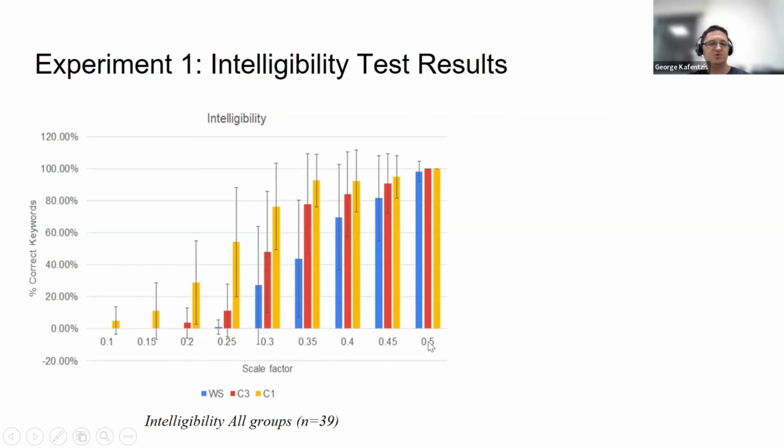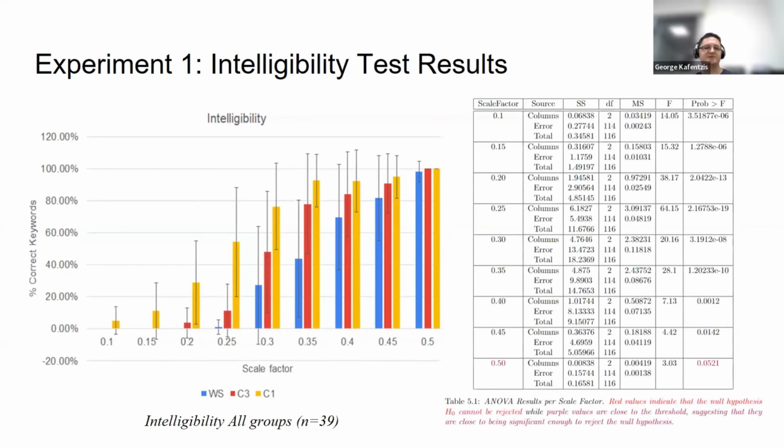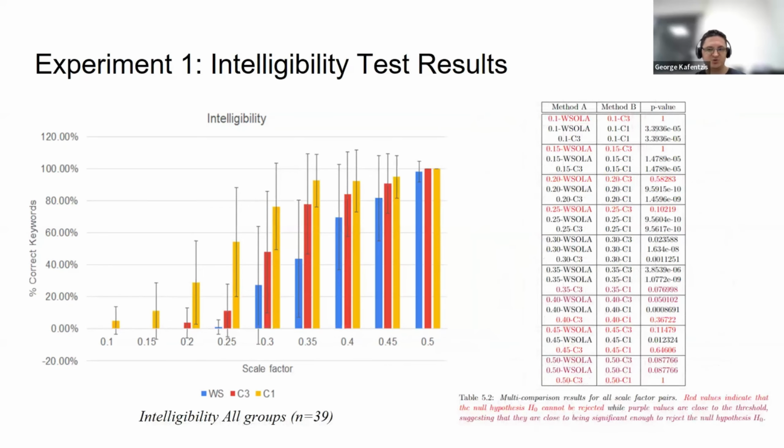When the scale factor goes towards 0.5, which is 2 times speed up, all 3 models have more or less the same performance. This can be verified by statistical significance. The differences that you see here are, most of them, not all, statistically significant. And also some of them are statistically significant if you do a multi-comparison between pairs of methods.